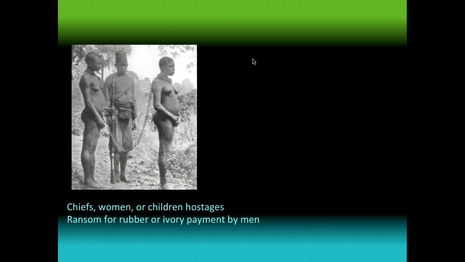This is an image of prisoners who are taken if a man or men of the village would flee because they didn't want to become slaves. Compliance would be enforced through hostage taking of either chiefs or women or children from the villages. And of course, when you're a prisoner of war, this leaves people susceptible to rape, starvation, disease, elements, and these people would not be released until a ransom of rubber or ivory was paid.